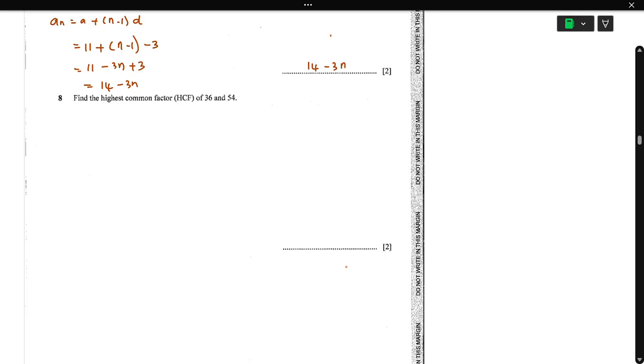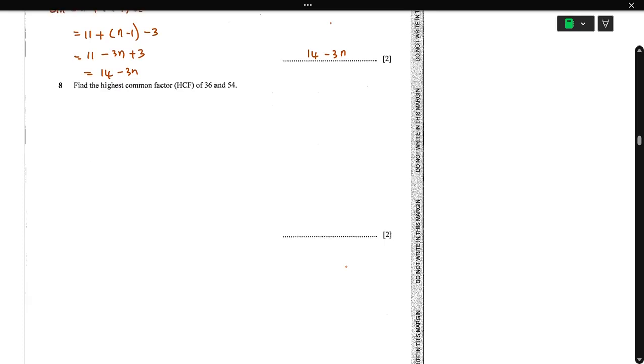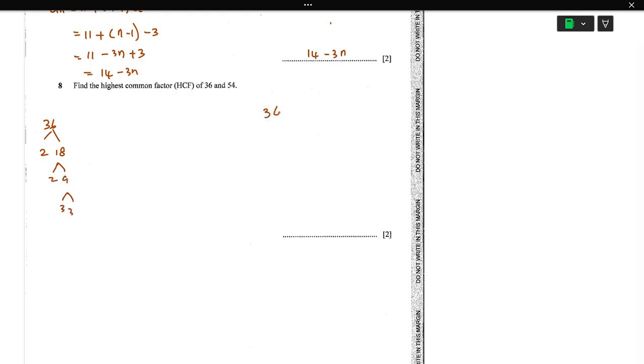The next question, find the highest common factor of 36 and 54. So I'll use prime factors. 36 is 2 and 18, 2 and 9, 3 and 3. So 36 equal to, I can write 2 square times 3 square. And next I'll go for 54. 54 is prime factors 2 and 27, 3 and 9, 3 and 3. So here 54 equal to 2 times 3 cube.